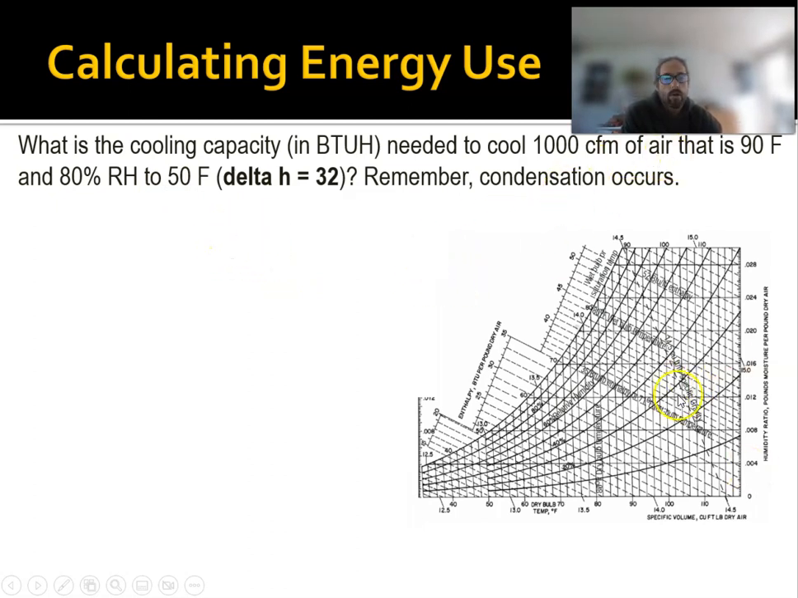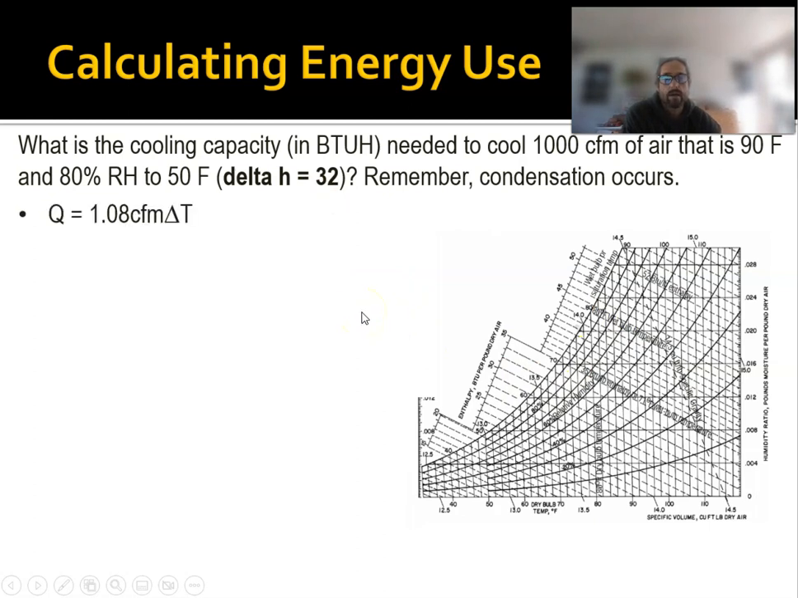So if we go to the chart, and I'm not going to go over that because we've already done that. If I would go over to my chart, I would see that at 90 degrees Fahrenheit, 80% relative humidity, if I go from that to a 50 degree dry bulb here, okay, it's going to drop to 32 BTUs per pound, right? So our delta H is 32. Okay, so our delta H is 32 in that situation.